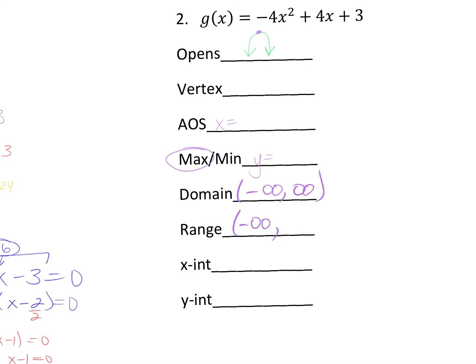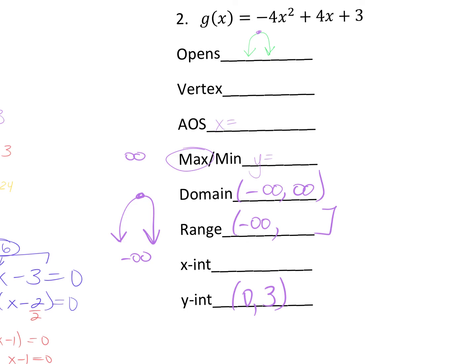Negative infinity to whatever the y part of the vertex is. And the reason why is because it's opening downwards. It's negative infinity to there, not there to infinity. Do I know my x-intercepts just by looking? No, but do I know my y-intercept? What is it? How do I write it? 0, comma 3. Good. All right, so we filled all that information out just by looking.